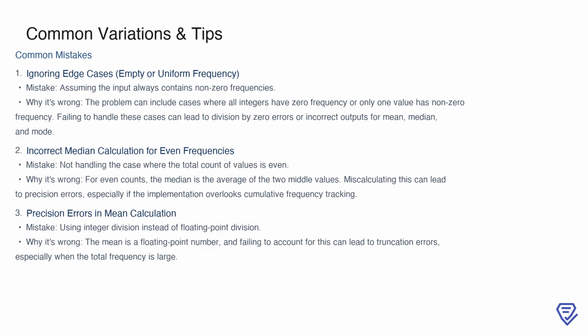Next, the median calculation can go wrong if you don't handle even frequencies correctly. When the total count is even, the median is the average of the two middle values, which requires precise tracking of cumulative frequencies. Lastly, precision errors in mean calculation are another frequent pitfall. If you use integer division instead of floating point division, you risk truncation errors, especially with large total frequencies. Handling these scenarios properly is critical for accurate outputs.